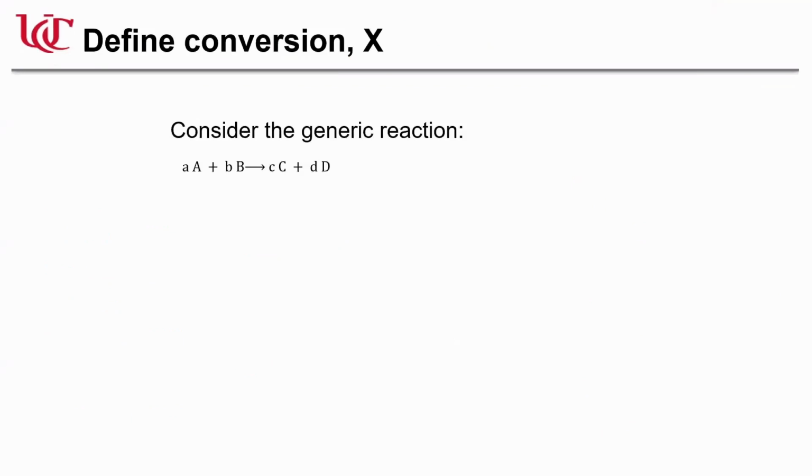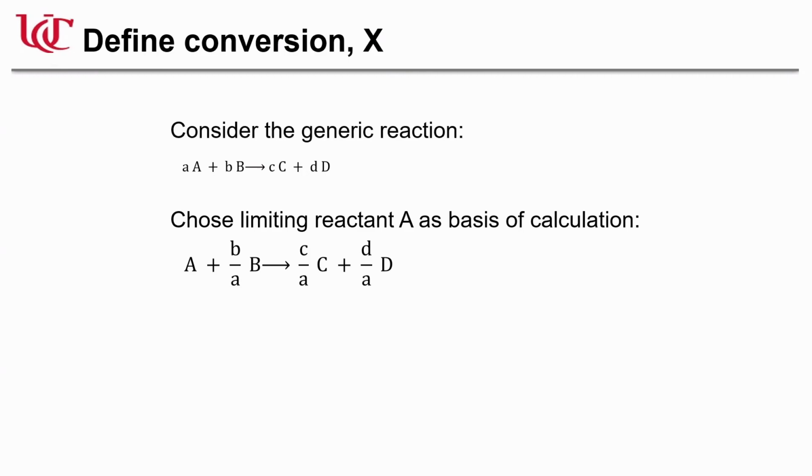What is conversion? For example, we have a general reaction: A and B form C and D. We choose A as the limiting reactant, then you can divide by A and set the stoichiometric coefficient of A to 1. That makes it easy for you to calculate the reaction rate for the other species.